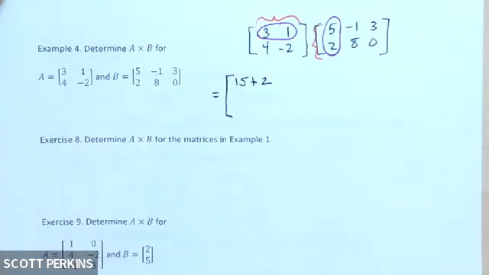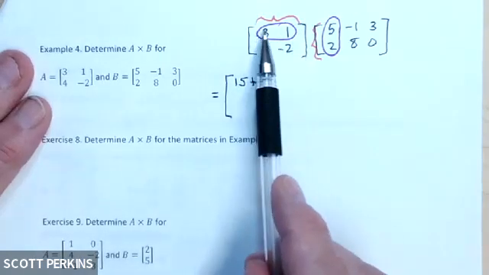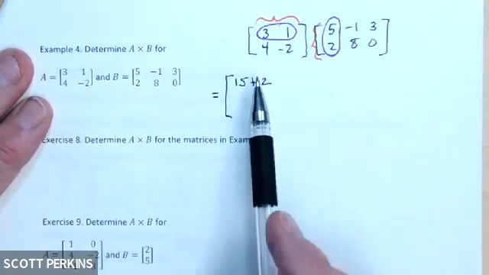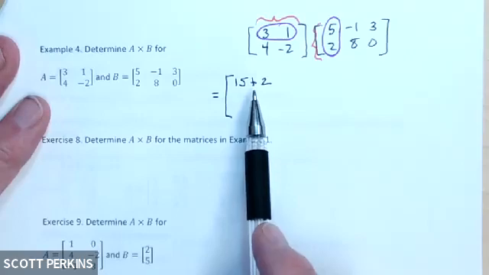And hey, Perkster, how do I know where to write that? Another great question. Where you write it is, this is the first row, this is the first column. So it becomes the first row, first column of your answer.